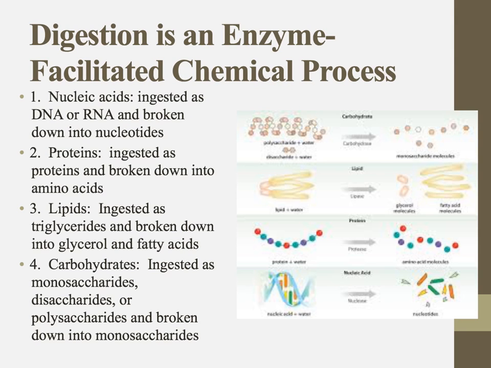Okay, now when we ingest food, we're ingesting the four types of major macromolecules, and then we're going to break them down. So the first one is nucleic acids. So everything that we eat is made of cells, and all cells contain DNA. So we eat DNA all the time, and we break that down into nucleotides. We also ingest proteins, which are going to be broken down into their amino acids.